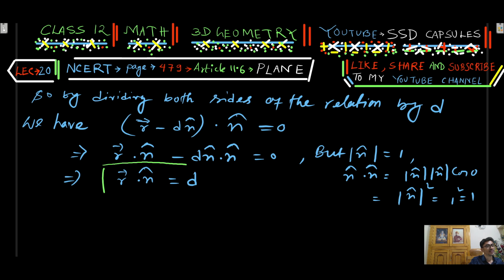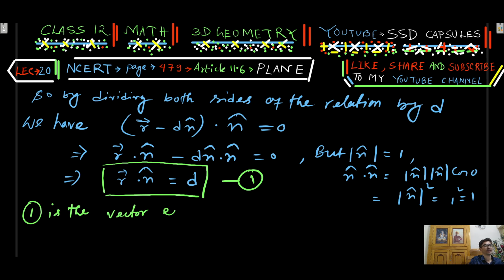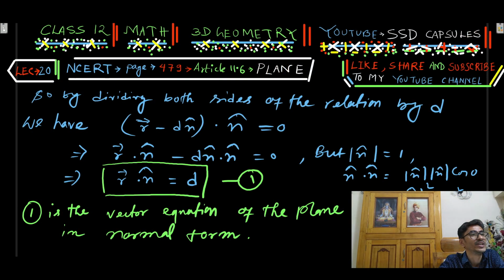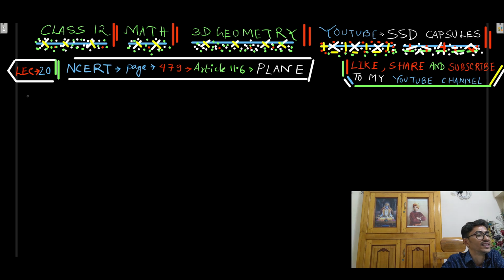We have derived the vector equation, that is equation number 1. This is the vector equation of the plane. In which form? In normal form. Done. But we have to find the equation of the plane in Cartesian form also, because in problems we have to use the vector form and Cartesian form accordingly and wisely. Okay, so next page, the Cartesian form.